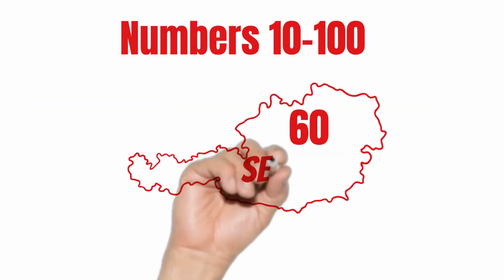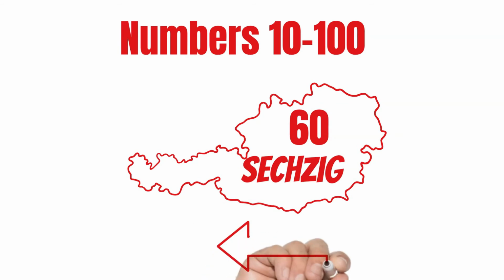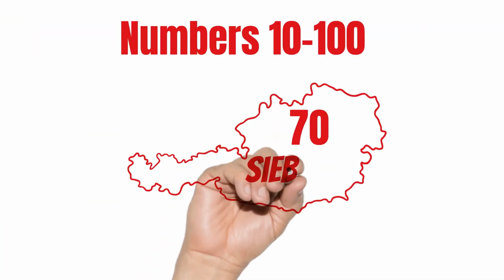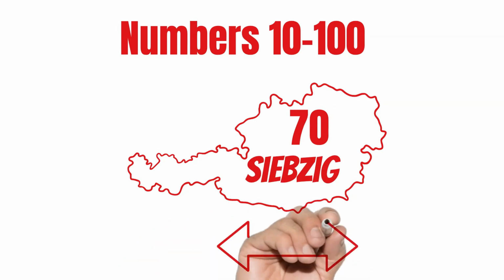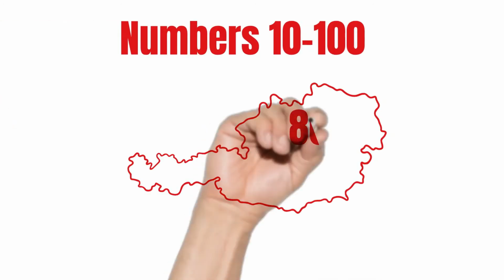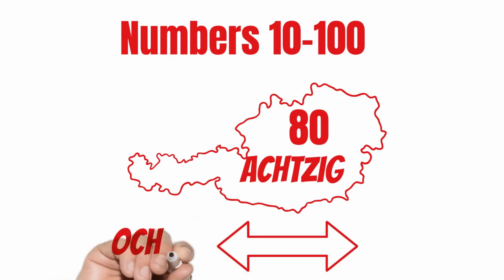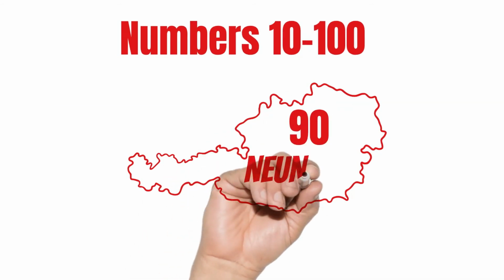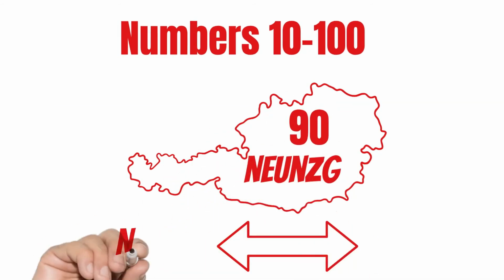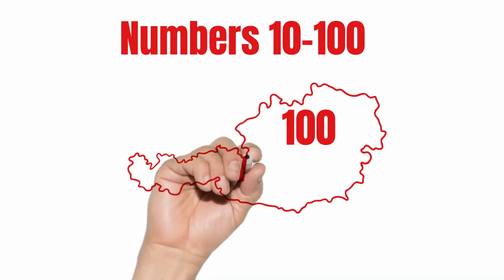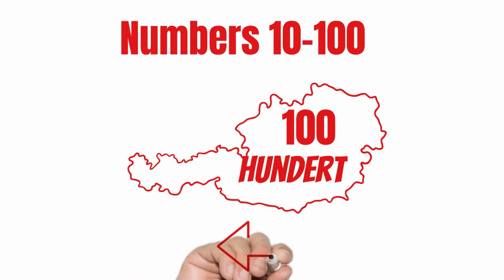60 means sechzig, all over the country. The word for 70 is siebzig, and again many Austrians will say siebzg. 80 means achtzig. Most of the time you will come across achtzig. 90 is neunzig, and many Austrians will say neunzg. The word for 100 is hundert and is the same in Standard German as well as in Austrian German.